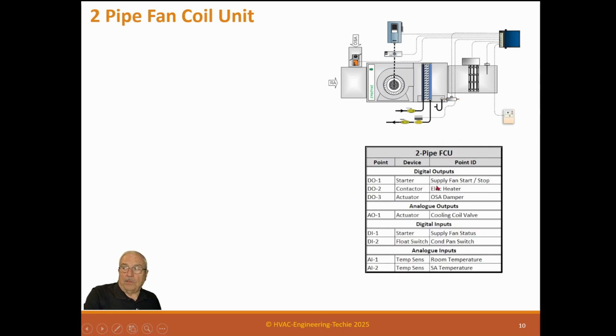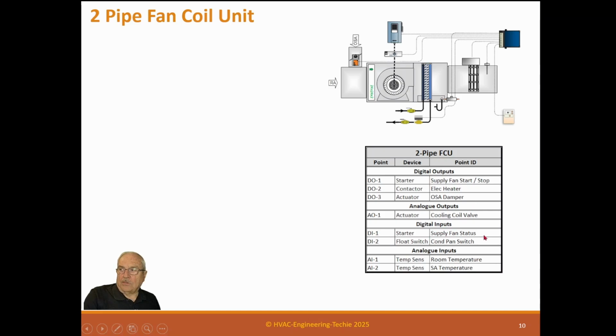Our point list is: DO1 is a starter for the supply fan, DO2 is a contactor for the electric heater, it's a single stage heater. DO3 is the actuator for the outside air damper, so this is two position, open and closed. And we do that so that we don't get any outside air during unoccupied periods. Analog outputs is the cooling coil control valve. This is an analog device.